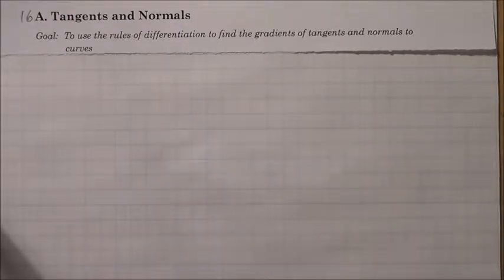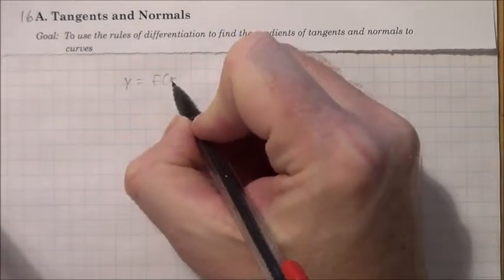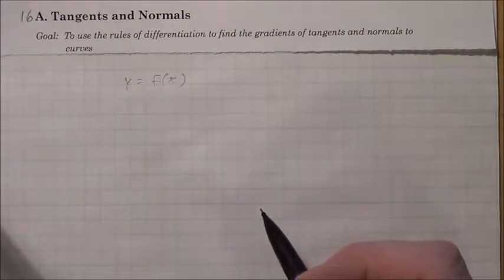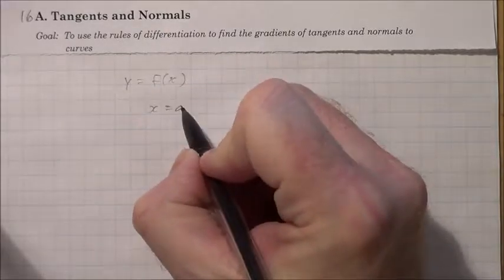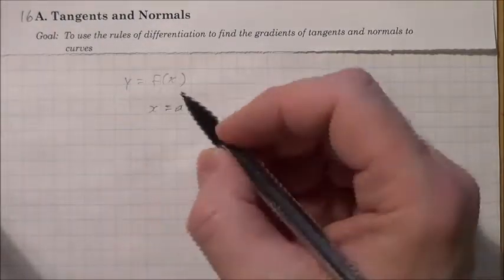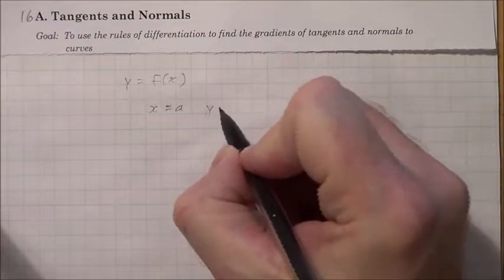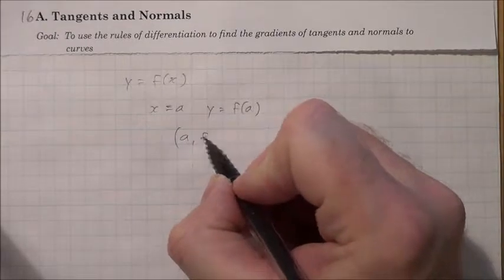So, we've been looking at all the different rules of differentiation in Chapter 15, and now we're going to start using that information to be able to sketch curves. If we have a function y equals f of x, and some x value of a where the point of tangency is, so the point where a tangent line touches the curve, then the x value is a and the y value is f of a. So the point of tangency can be written as (a, f of a).